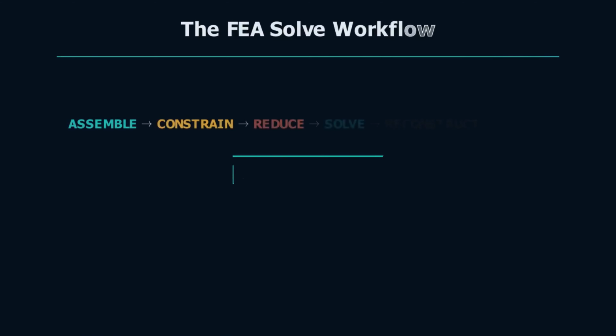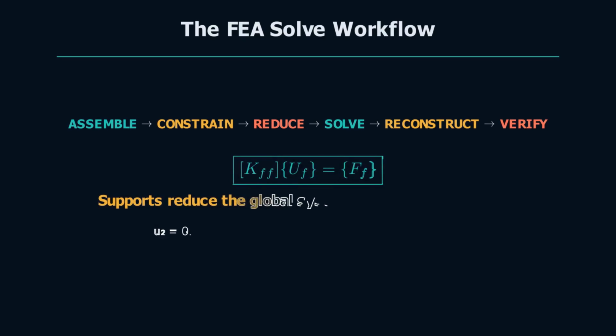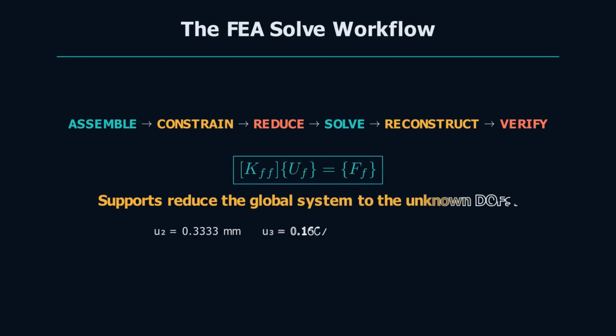The complete solution workflow is now visible. We assemble the stiffness matrix, apply constraints, reduce the system, solve the unknown displacements, reconstruct the full vector, and verify equilibrium. The most important equation for this step is the reduced system K_FF U_F equals F_F.